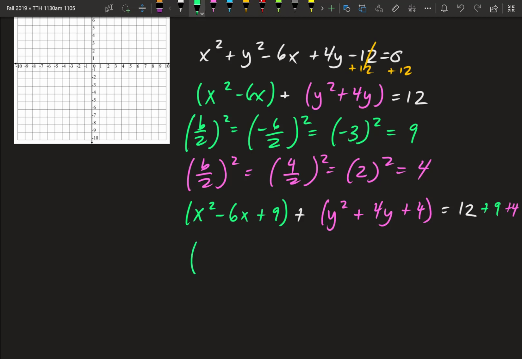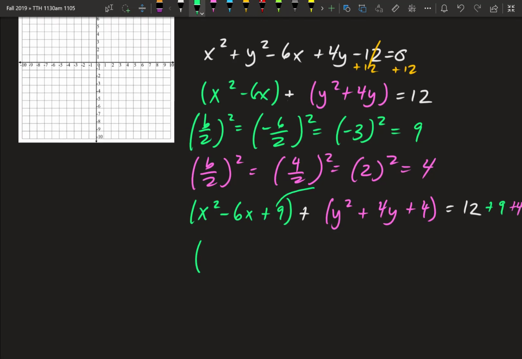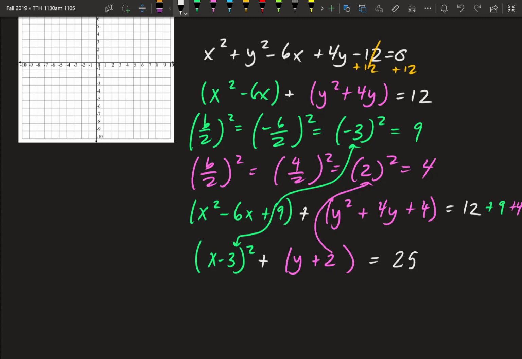So when we factor, remember it's whatever you got when you have b. So when we have b, we got negative 3. So we'll have x minus 3 squared plus y. And then when we have b for the y's, we got positive 2. And that equals 12 plus 9 plus 4, which is 25. And it is squared right there. I forgot to square it.